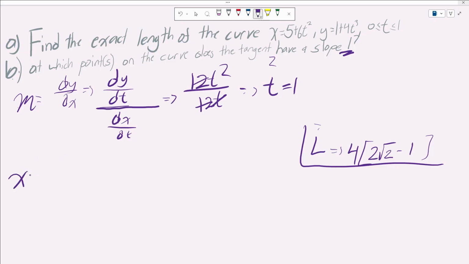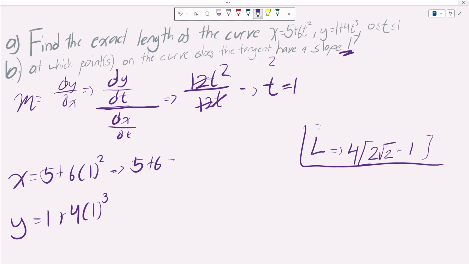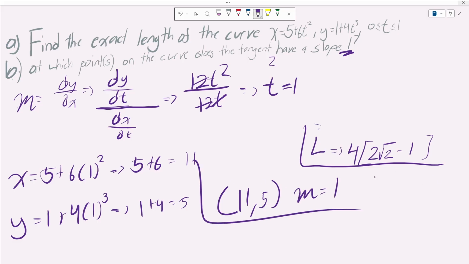So we'll have x is equal to 5 plus 6 times 1 squared, and our y is equal to 1 plus 4 times 1 cubed. So this one's pretty simple. 1 squared is just 1, so 5 plus 6 is equal to 11. And then for our y's, 1 cubed is still 1, so 1 plus 4 is equal to 5. So that means on the point 11, 5, our slope is 1. And then that's the answer to both of our questions.